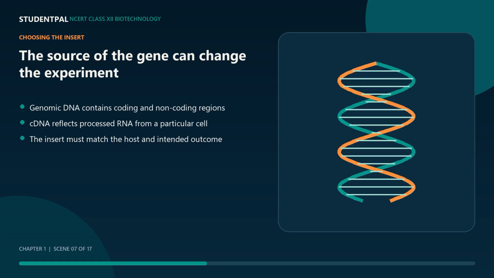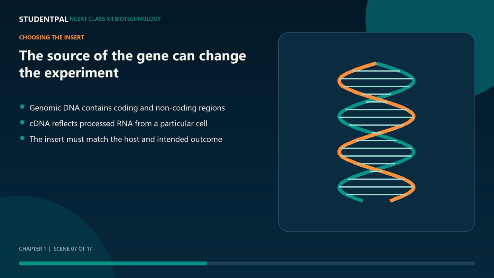The insert is not merely the gene. Its source and boundaries matter. Genomic DNA contains the sequence as it exists in the chromosome, including introns in many eukaryotic genes and surrounding regulatory regions. Complementary DNA, or cDNA, is produced from processed messenger RNA, so it represents a gene that was expressed in the sampled cell and usually lacks introns.